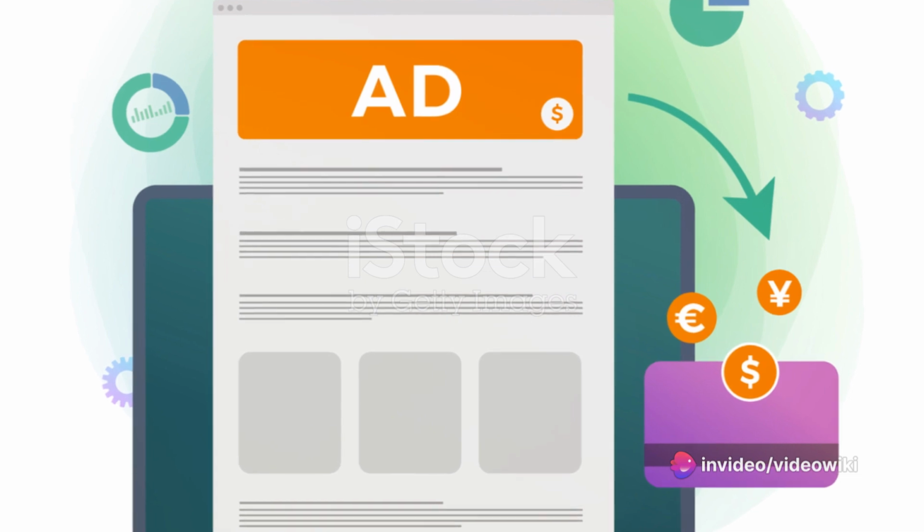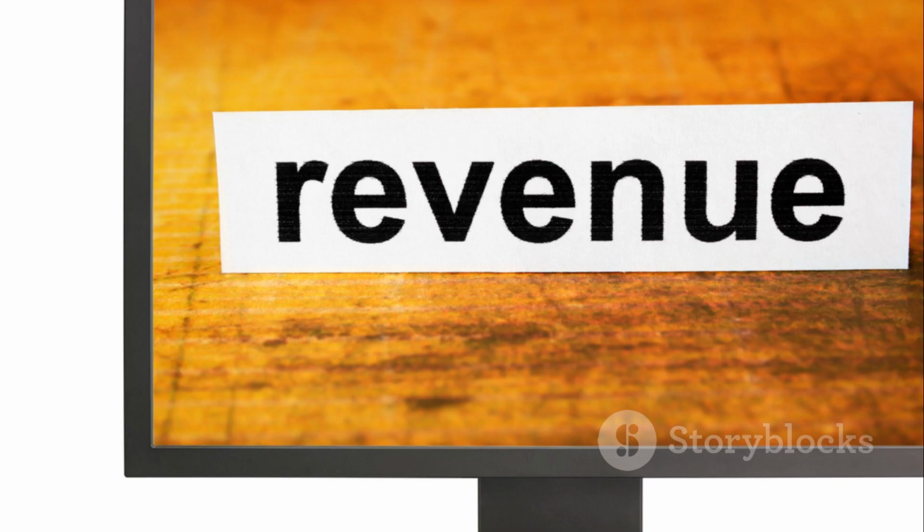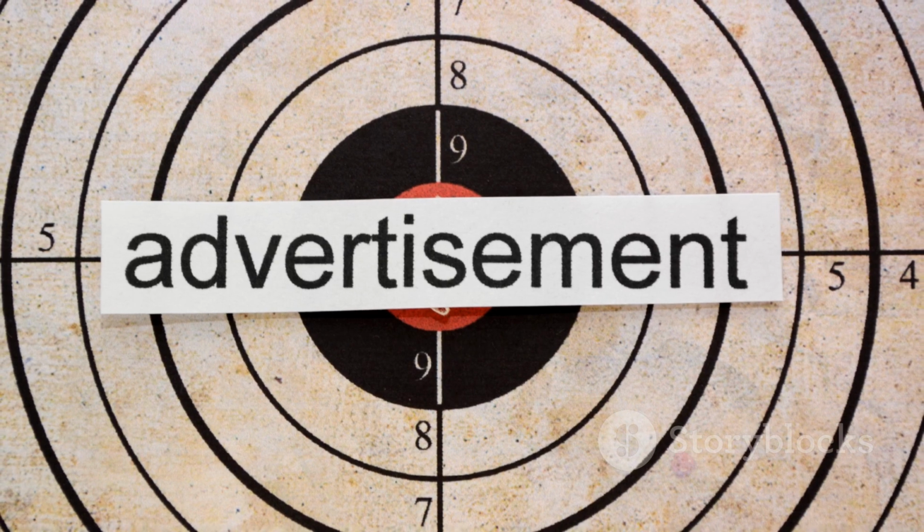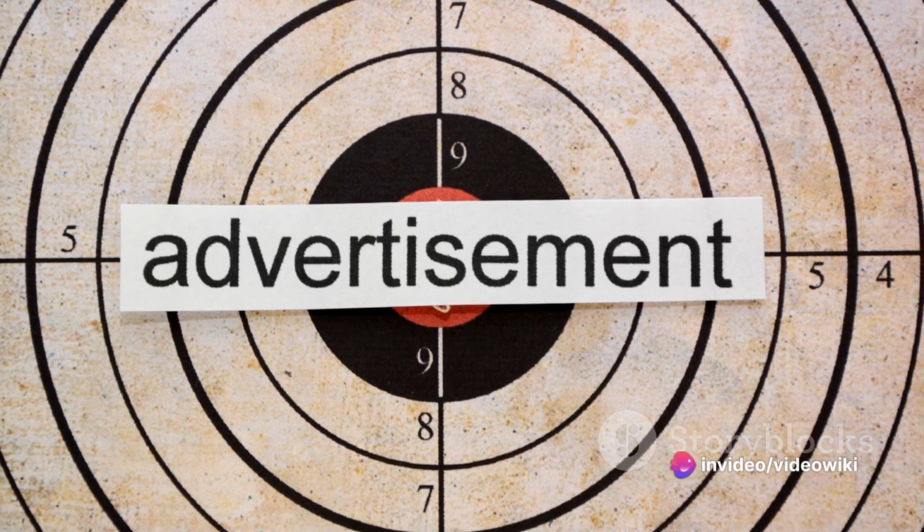Step 4. Optimize your ad placements. This is where you can really start to see some revenue growth. Experiment with different ad types, sizes, and placements to see what works best for your site.